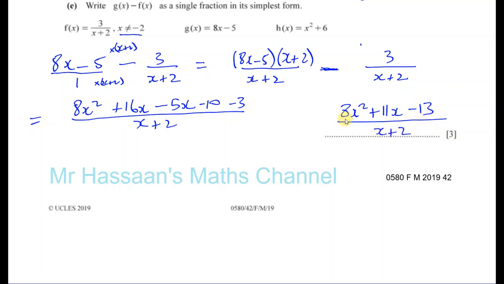And then we can try to see if this does factorize. It doesn't seem like it does, the numerator. If it can't factorize, then you can't find any common factors to cancel out. Therefore, this is the simplest form.